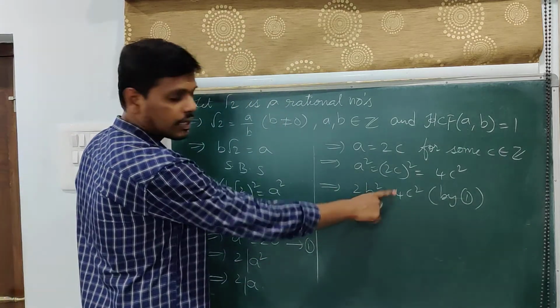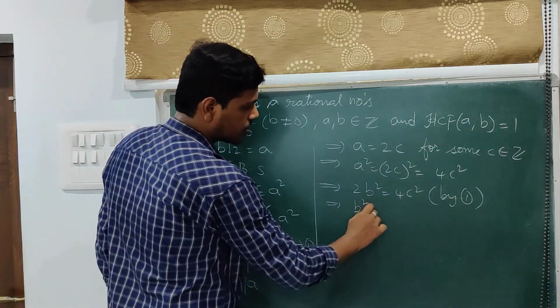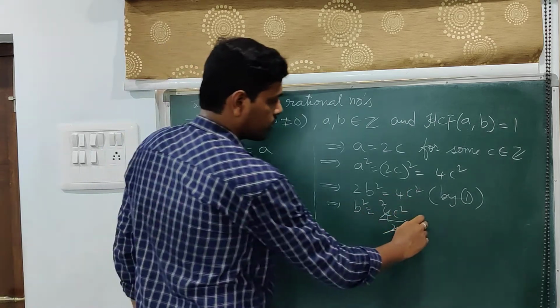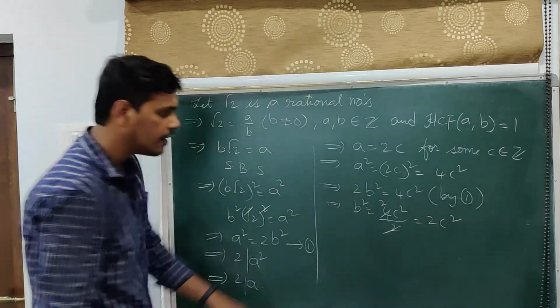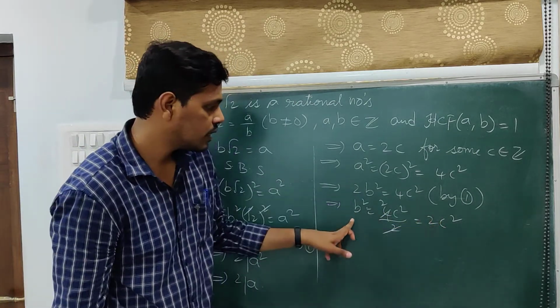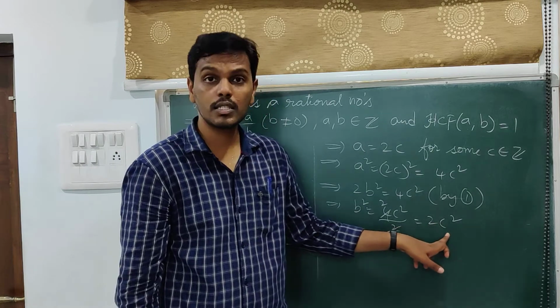Now bring this 2 to the right hand side. Now b square is equal to 4c square by 2. 2 1s are 2, 2 2s are 4. So this is 2c square. Again we have b square is equal to 2c square. So b square is written as a product of 2 and c square.